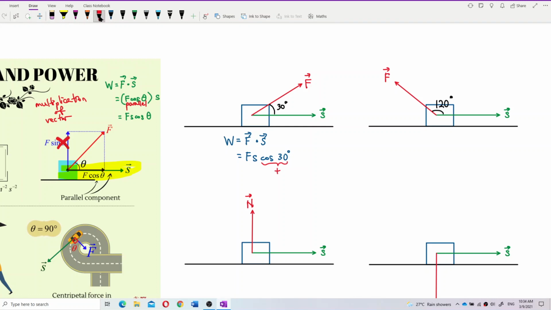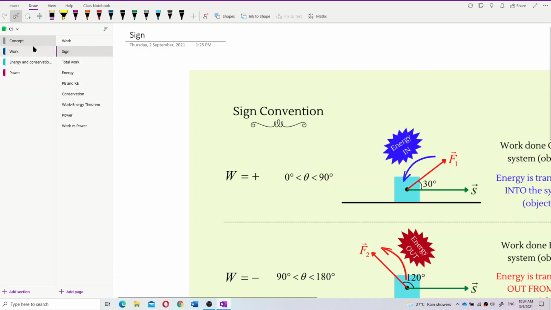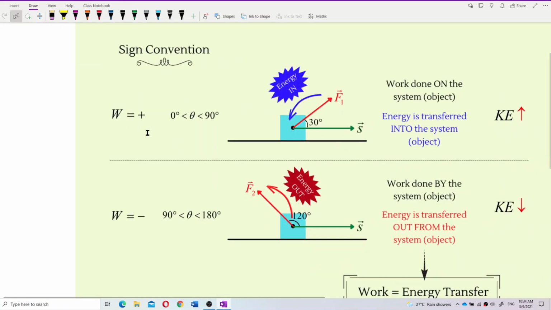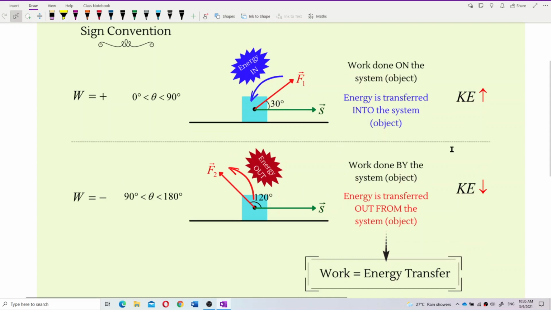You get a positive value. So for this work done, after you multiply, you surely get a positive value. About the positive and negative sign, I will talk in a later video: what it means by positive work done and negative work done. It has some result on the kinetic energy of the block. But this one I reserve for the next video.